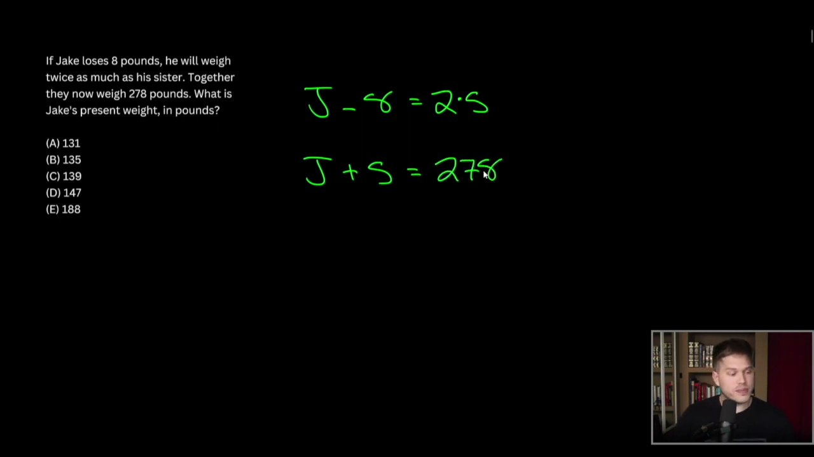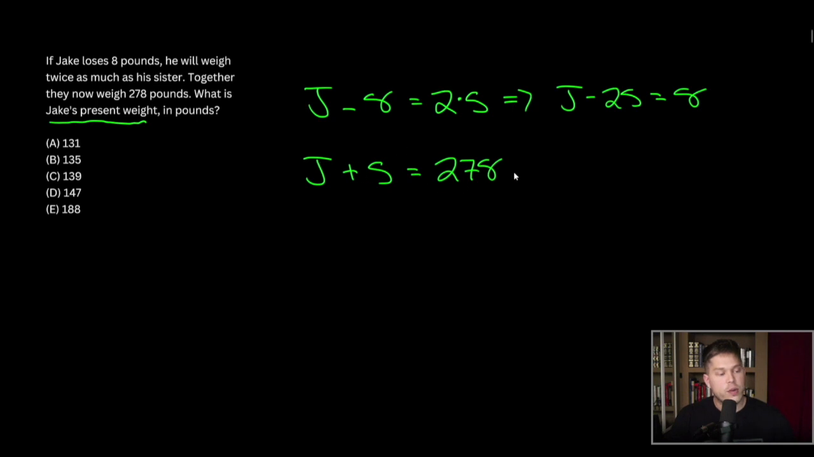278 pounds. Okay, for this question, we're asked to solve for Jake's present weight, so we want to solve for J. So what I'm going to do for this problem, I'm going to solve it a little bit differently than the last one, just so we see some variety here. I'm going to take this first equation and let's rearrange it such that our two variables are on the same side. So we have J minus 2s is equal to positive 8.